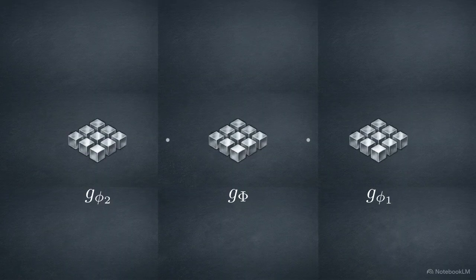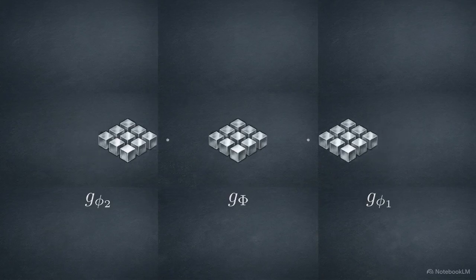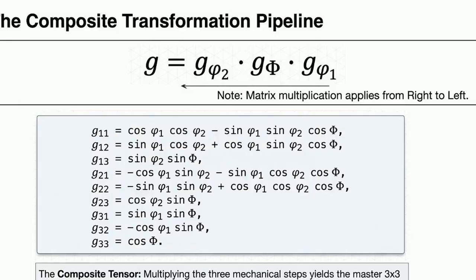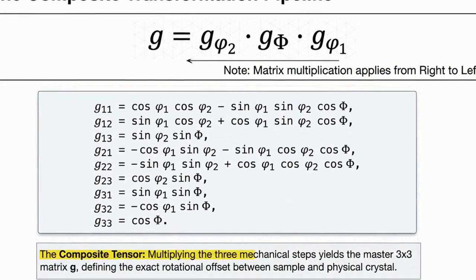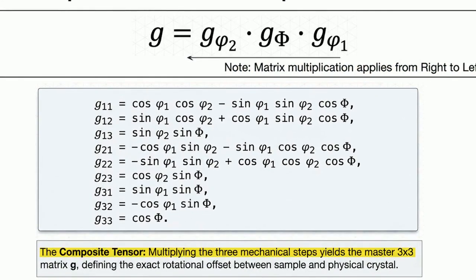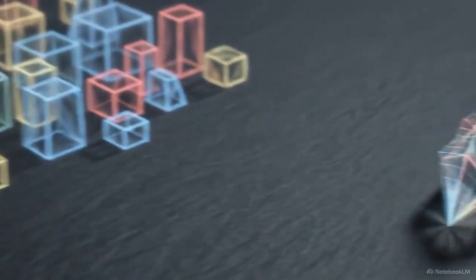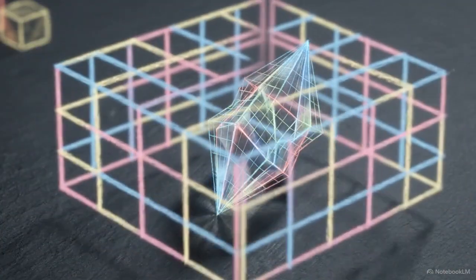We now possess 3 distinct mathematical operators. To execute mapping efficiently, we must unify them into a single command. This equation defines the composite transformation pipeline. When tracking coordinate vectors, computational rules dictate that matrix multiplication must be applied from right to left. Multiplying those 3 individual step matrices yields this master 3x3 composite tensor, defined universally as lowercase g. This master tensor defines the exact computational offset required to conclusively locate any physical crystal within a bulk material, finalizing our derivation.